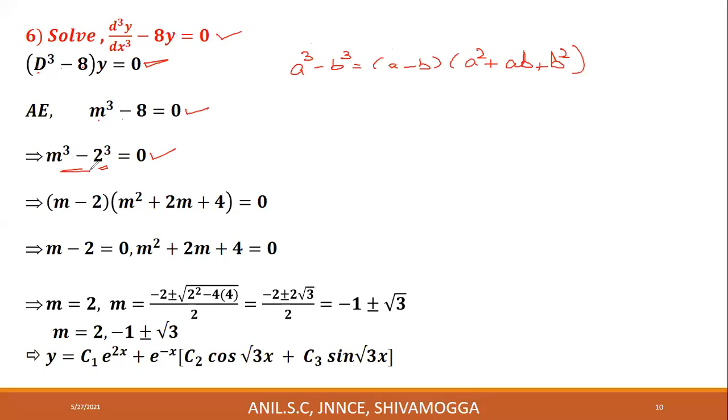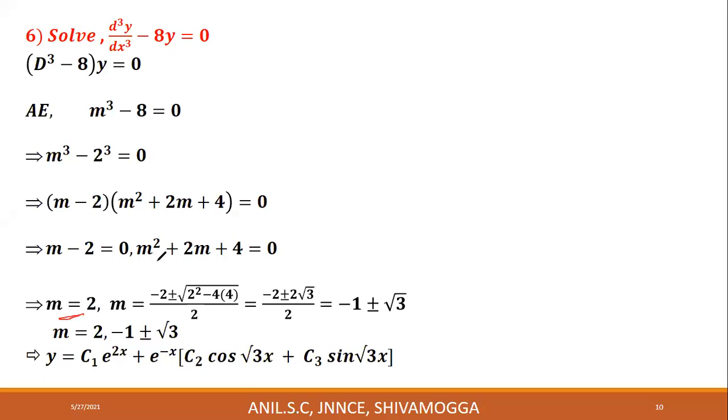Clearly this takes a cube minus b cube form. Therefore, a minus b is m minus 2, a square is m square, plus ab is m into 2, 2m, plus b square is 2 square, 4. This is equal to 0. Now, the product of these two terms is equal to 0, so at least one of the two terms is equal to 0. That is, either m minus 2 is equal to 0 or m square plus 2m plus 4 is equal to 0. And m minus 2 is equal to 0 implies m is equal to 2.